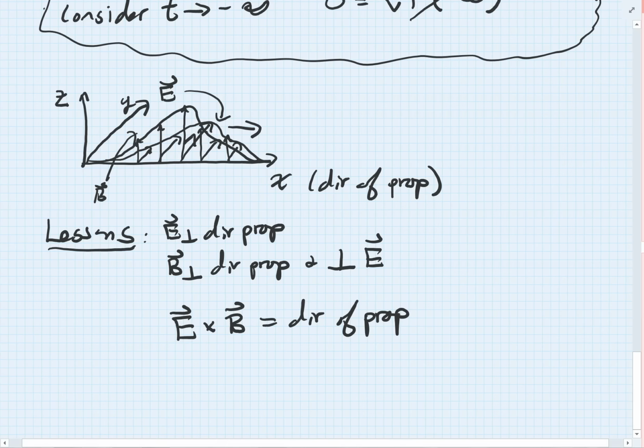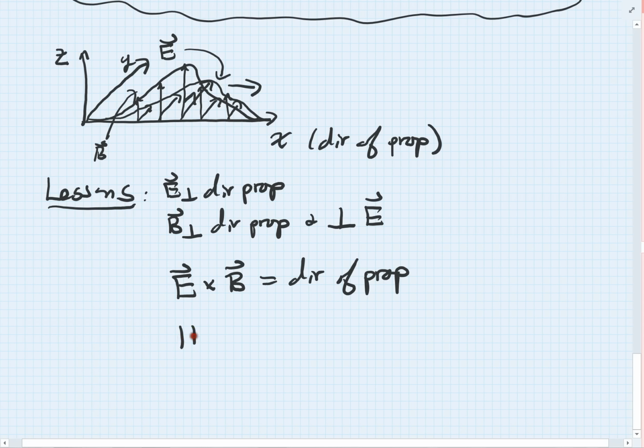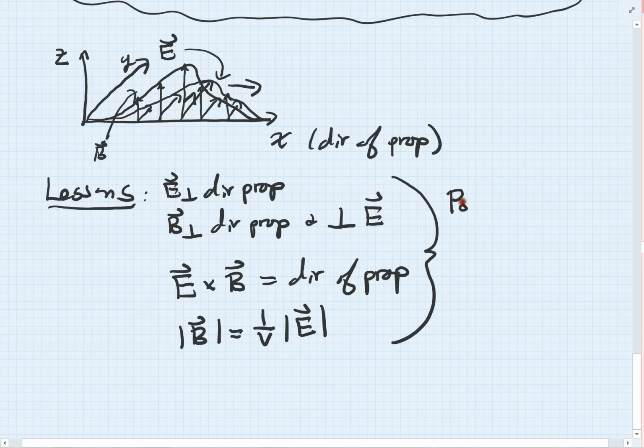And the final rule that we've learned here is that the magnitude of the magnetic field is 1 over the velocity of this pulse times the magnitude of the electric field. So we have all of these nice relationships between the various directions and the magnitudes of the two fields, and all of these then have a special name. These are known as the polarization rules for the electromagnetic field.